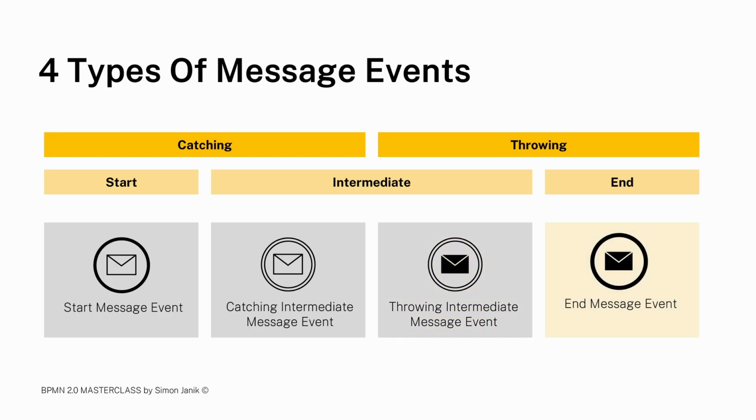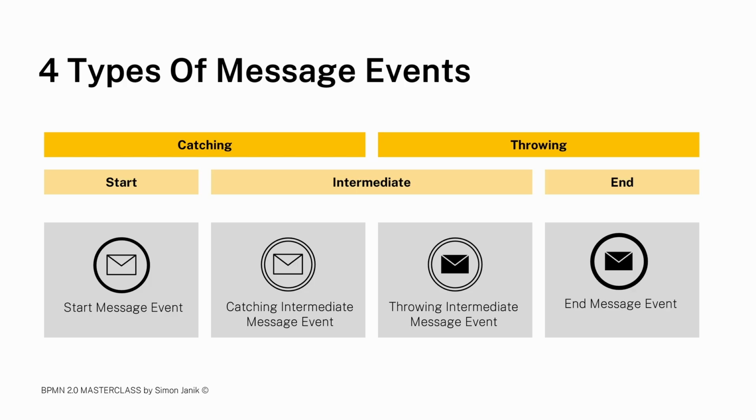And finally, the end message event. This type of event is used when the final step of the process involves sending a message, like sending a final confirmation mail at the end of an ordering process. It also has a thick border to show that it ends the process. So as you can see, these 4 types let you model message exchanges very precisely. Whether you start a process, wait for a response, send a notification, or finish a process with a message.